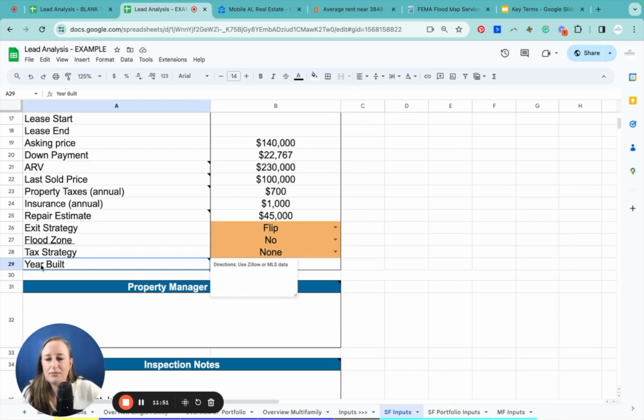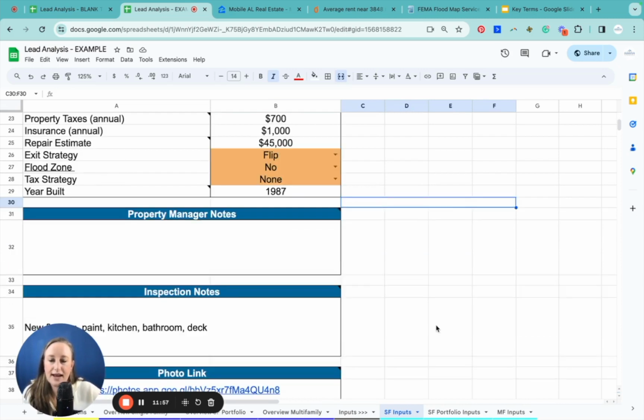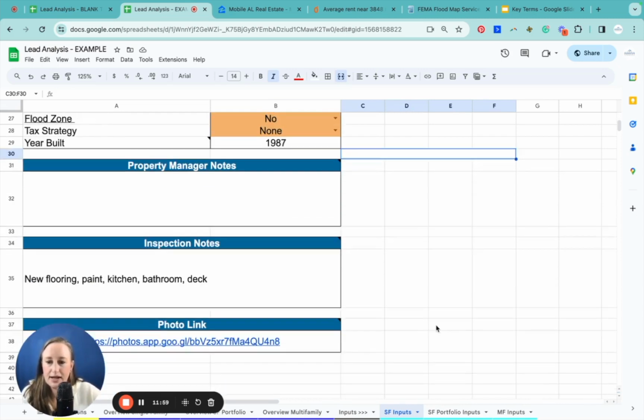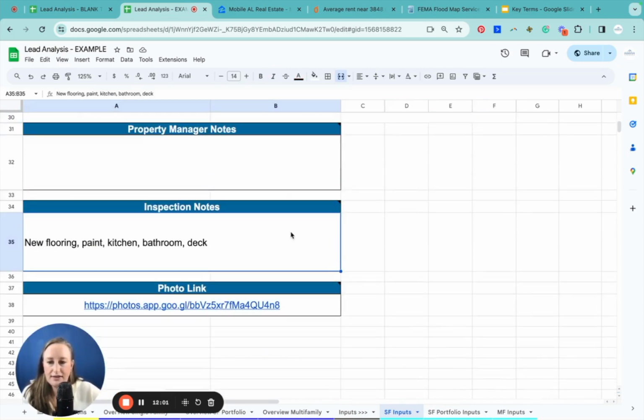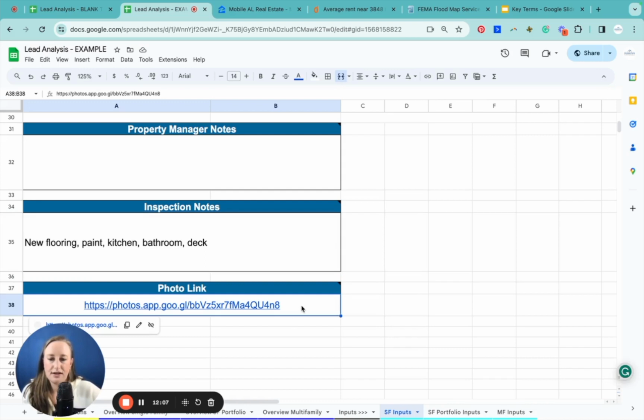Then you have the year built for your house. Okay, those are all your basic property details that you're going to need to know to analyze whether this is a good investment property. Then we have some qualitative notes that you can put in here. You can put your inspection notes, what the house is going to need in rehab. I also have a little section for the photo link. And if you have any notes from your property manager, you can go ahead and input them there.